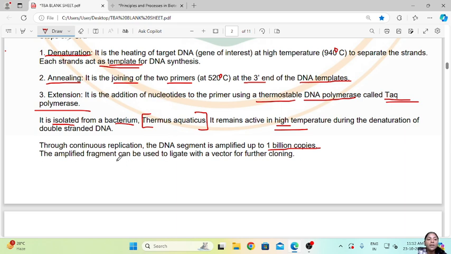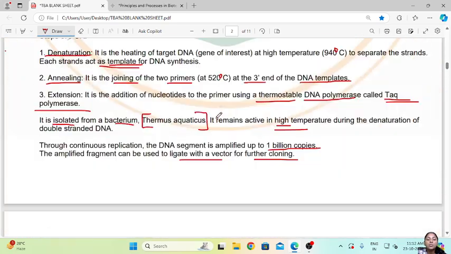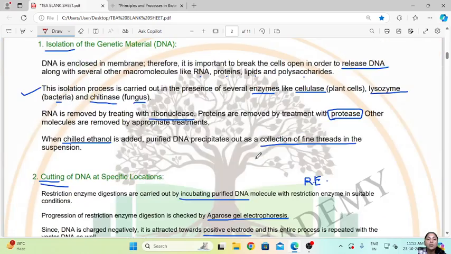Now the amplified fragment can be used later to ligate with the vector for further cloning. So it can be ligated using the DNA ligase to clone into the vector for further cloning.